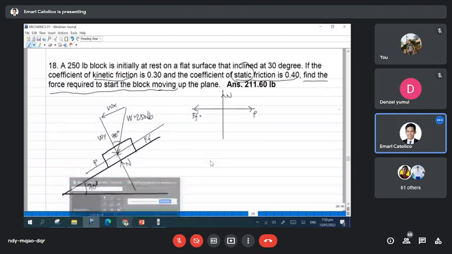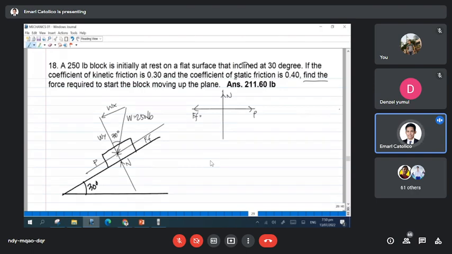Okay? So, I hope naintindihan yun. Since yung keyword natin is start, di pa gumagalaw. Gamitin natin friction is static. Therefore, frictional force is equals to US times the normal force. And nandito yung ating weight. Theta natin is 30 degree. Weight of 250 pounds. Weight ng X natin, nandito, then weight of Y, pababa.